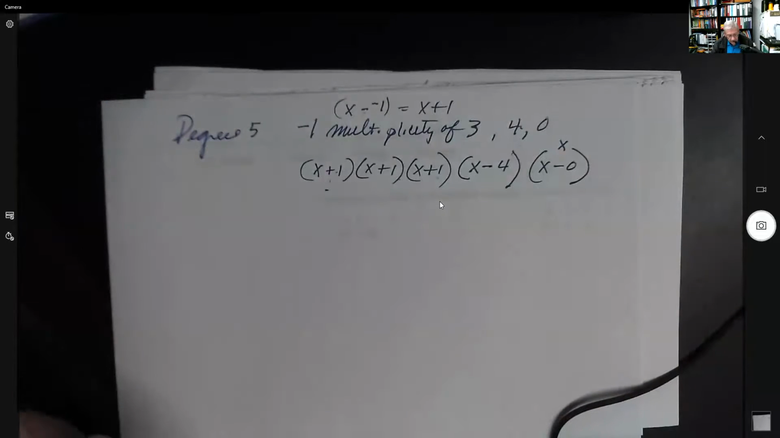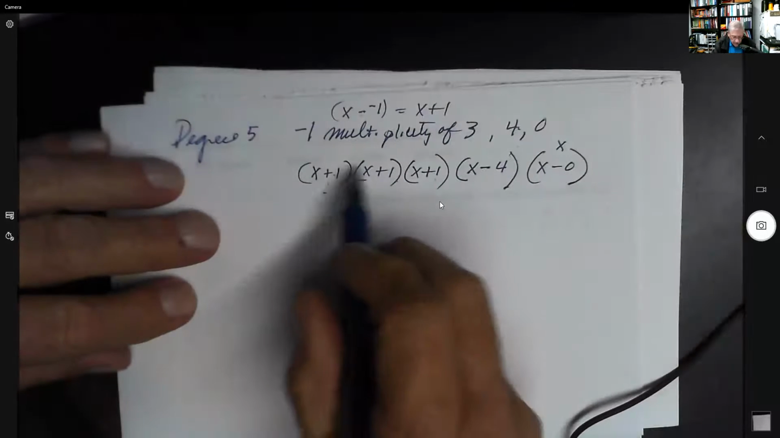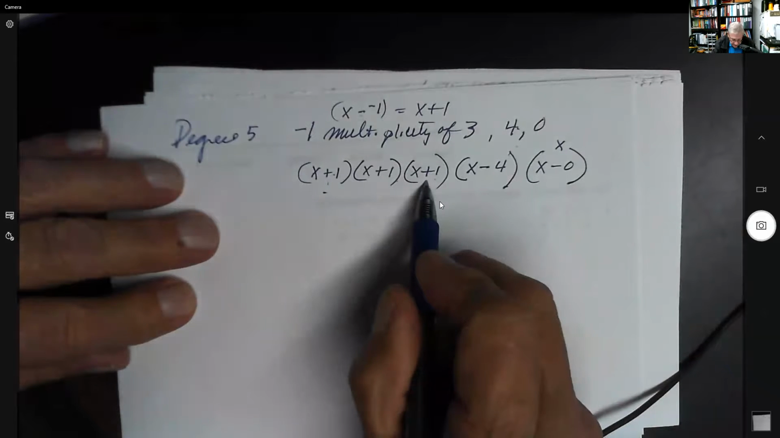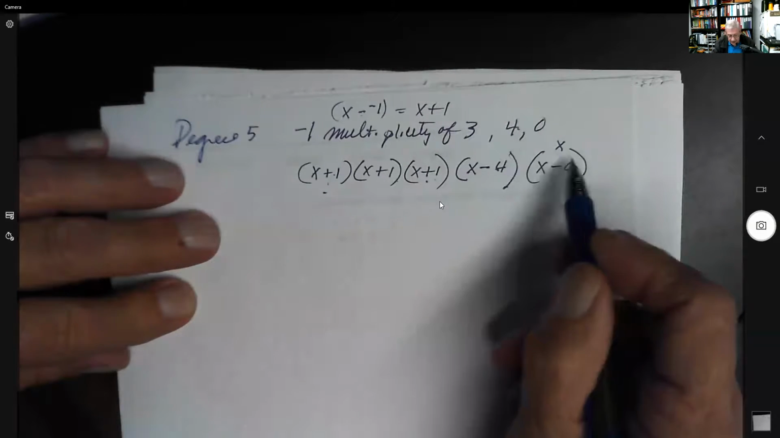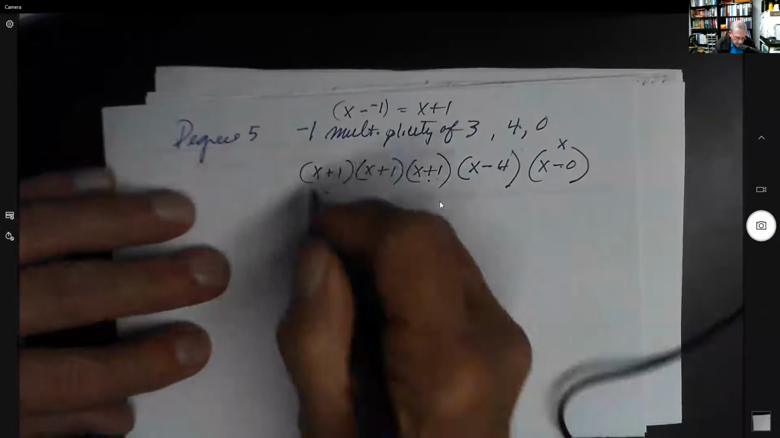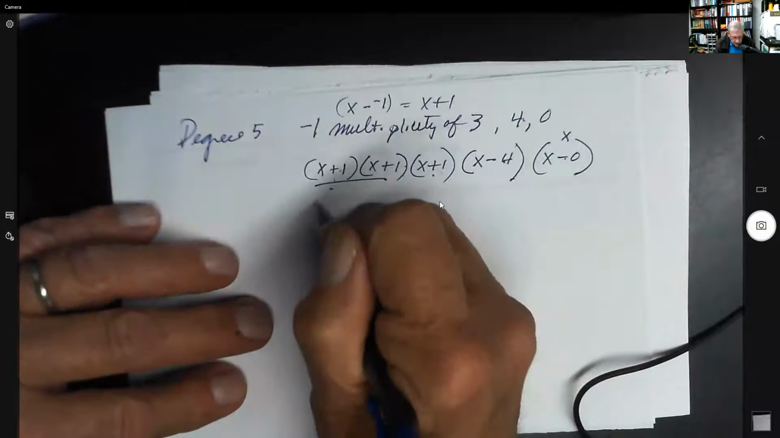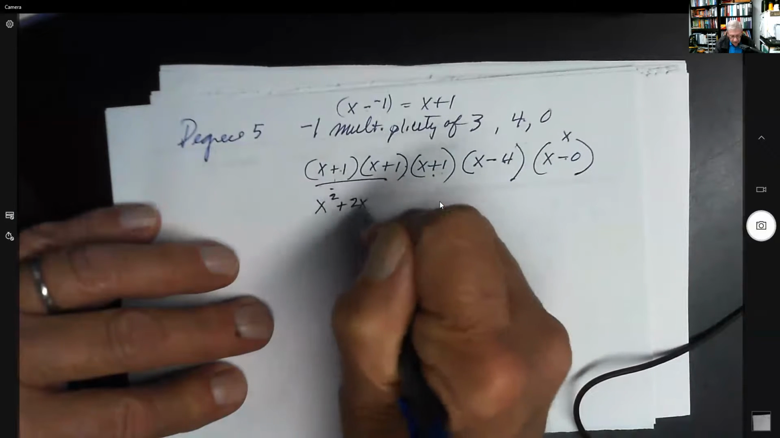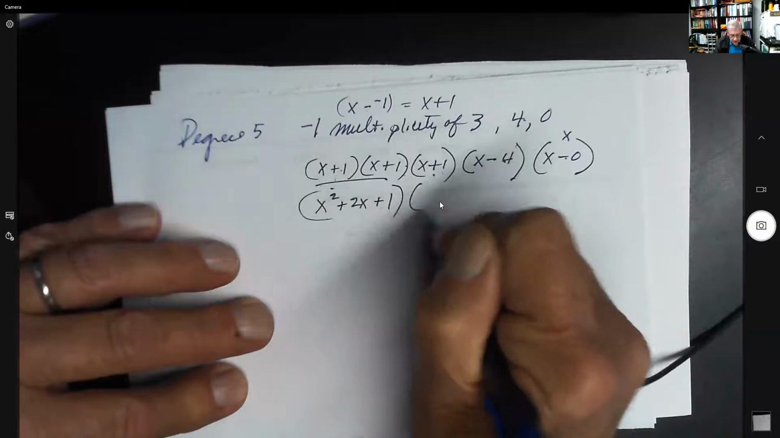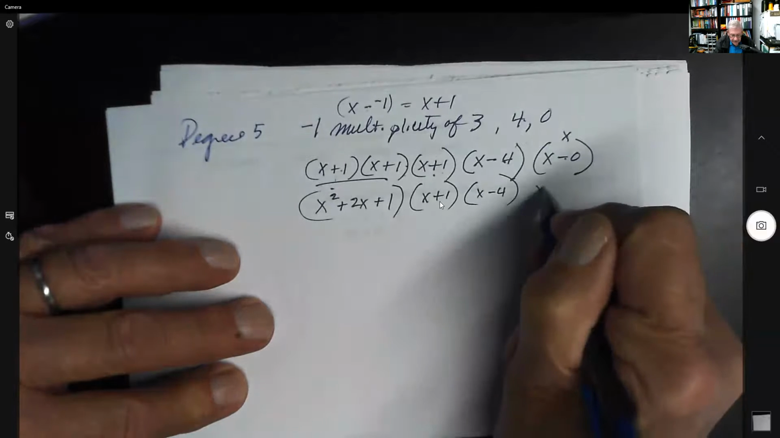All right, so how are we going to figure this out? Well, just a ton of multiplication is what it is. We got to multiply all these together over and over and over again. So you got to multiply these two, then that answer times this, then that answer times this, and then finally the final answer by just x. And that'll give you your equation. So let's try it. Well, these two, using a little shortcut, this is going to be x squared plus 2x plus 1 times x plus 1 times x minus 4 times x.